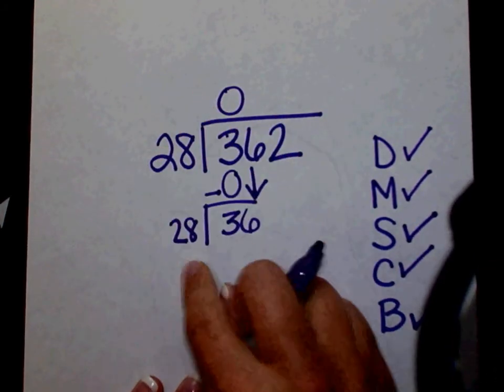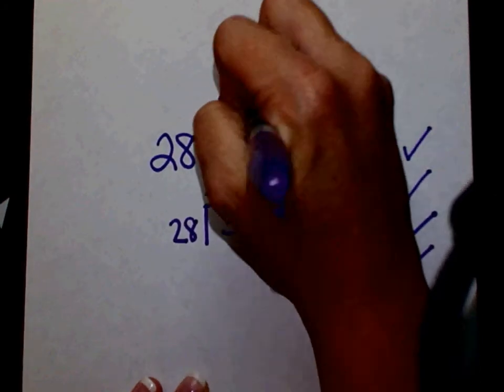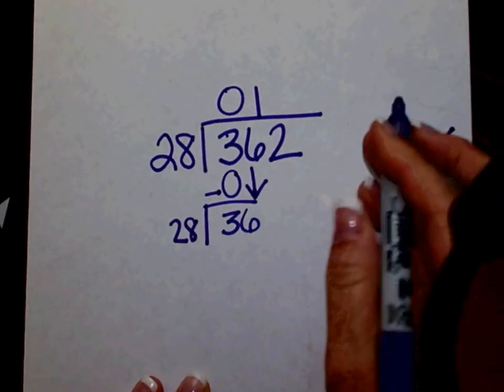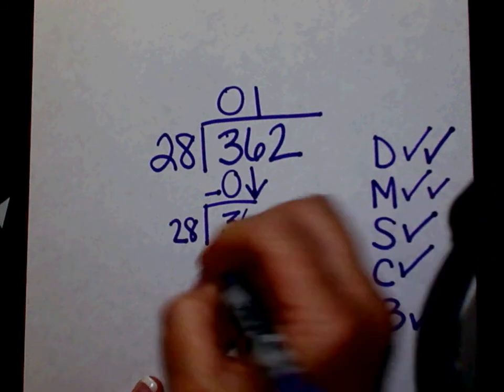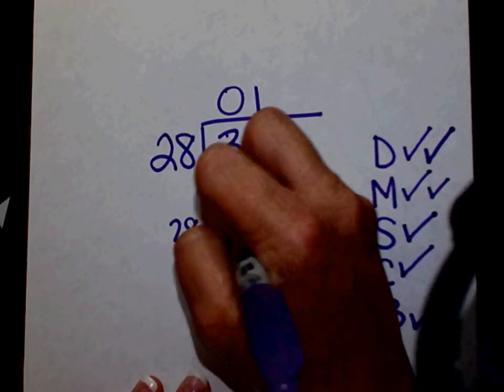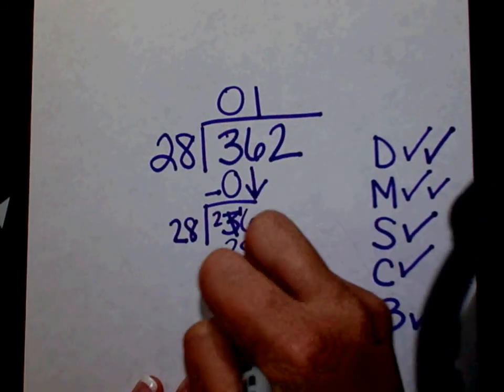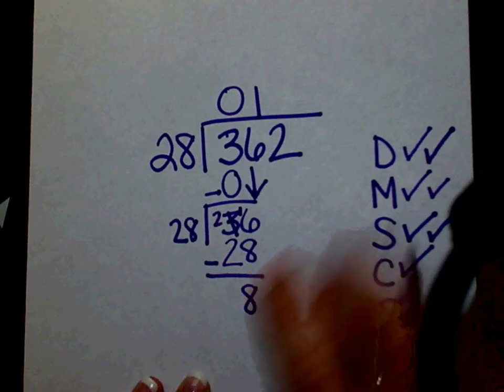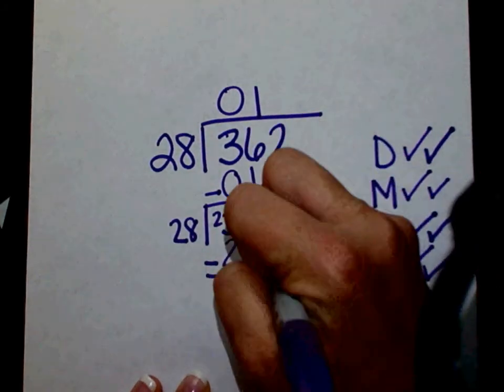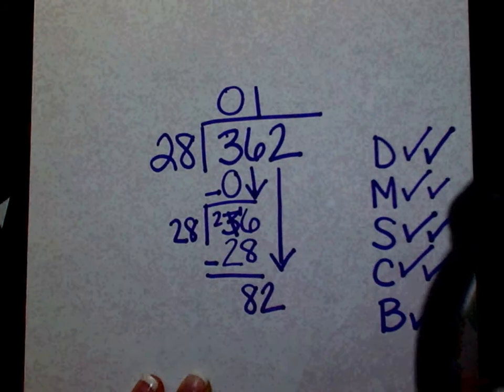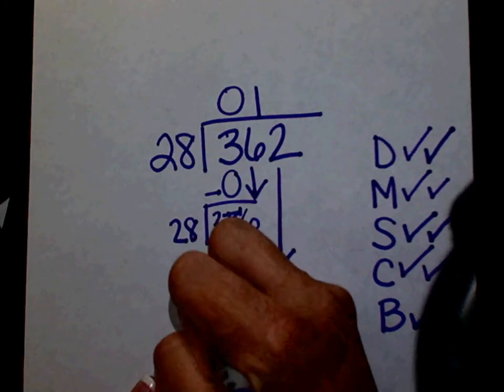How many times can 28 go into 36? Once. Divide. 1 times 28 is 28. Multiply. Subtract. Check. Is 8 less than 28? Yes, it is. Bring down. We have a 2. Our new total is 82.